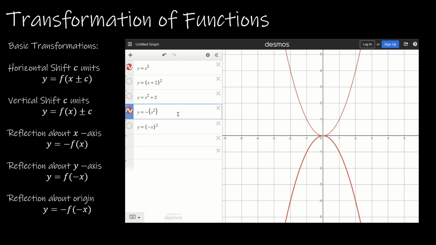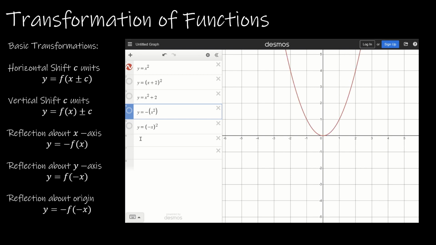Notice how different that is from reflection about the y-axis. About the y-axis, it says take f of negative x. Again, that means in your function, replace x with negative x. So notice the difference between how I've written these two functions. I've replaced x with negative x. Now, without graphing it first, let's think about what's going to happen if I reflect this function over the y-axis. The stuff on the right is going to reflect over to the left, and the stuff on the left is going to reflect to the right. And so essentially, it's the same exact function. And that's exactly what we got.